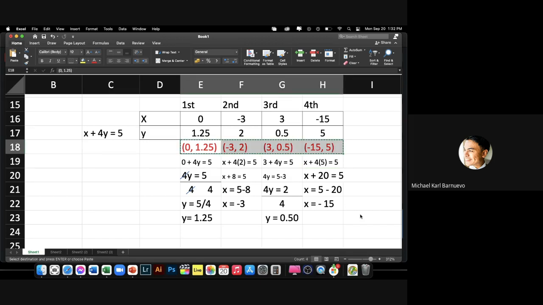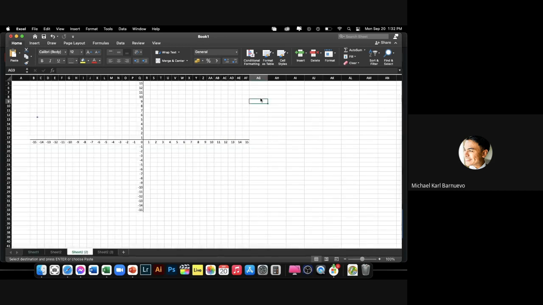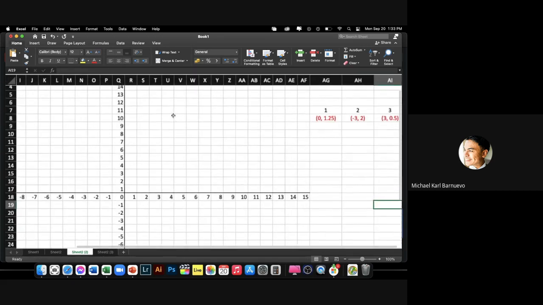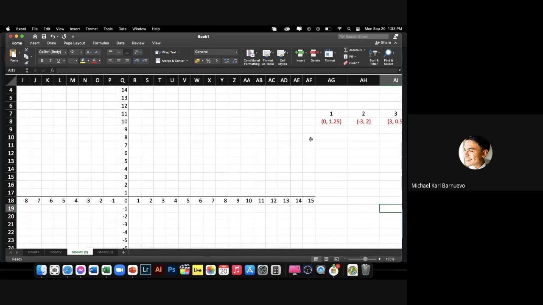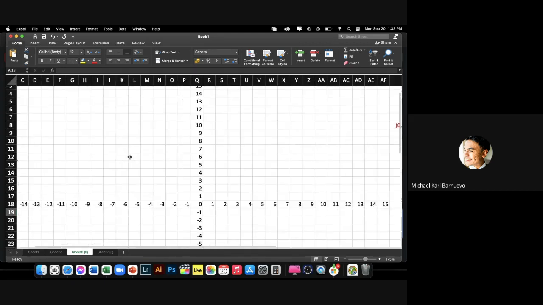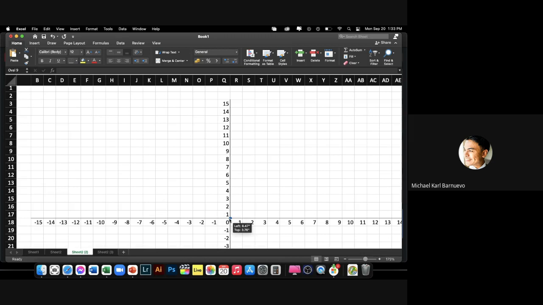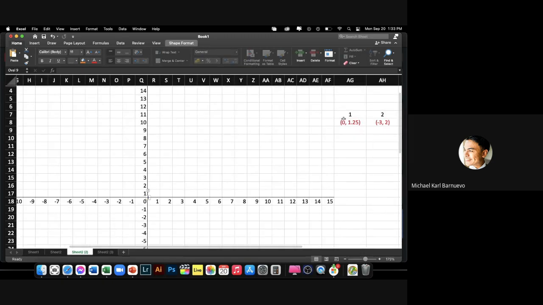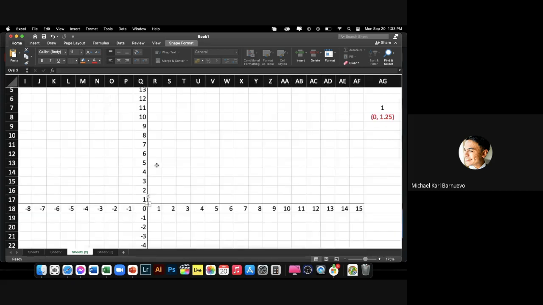Again, next step, we plot it in our Cartesian plane. So let me just transfer the coordinates here. Yeah, this is first coordinate, second coordinate, third coordinate, and fourth coordinate. Sige. Hopefully, makikita nyo dyan sa ganyang size. Alright. So first, let's plot 0 and 1.25. XY. Ayan. Lagyan natin sa 0. X is 0, Y is 1.25.